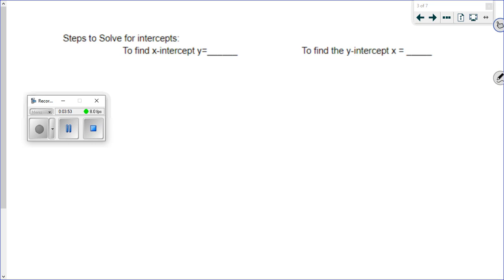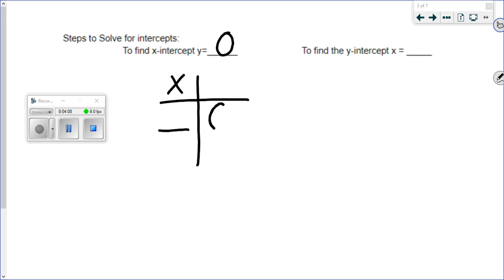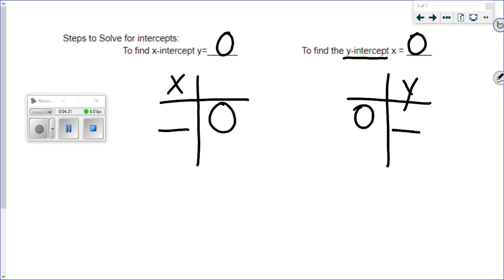So we will be finding 2 points. The steps to solve for the intercepts: in order to find the x-intercept, y must be 0. So our ordered pair will find a value for x when we substitute in 0 for y. To find the y-intercept, we will substitute in 0 for x, and we will find the y-intercept.